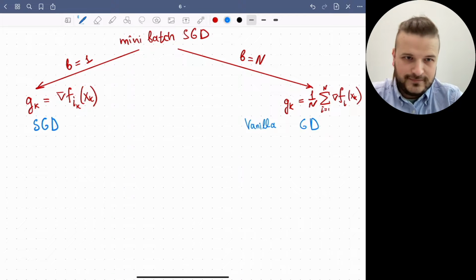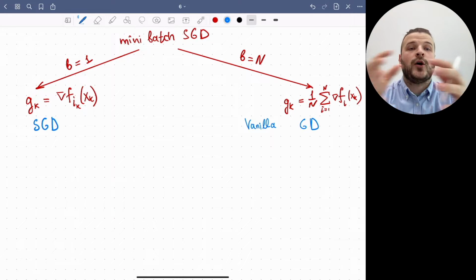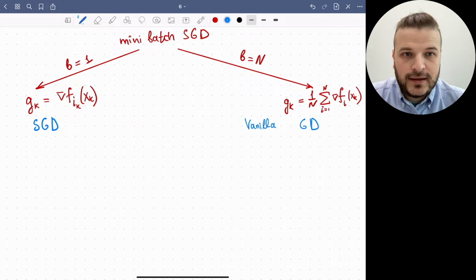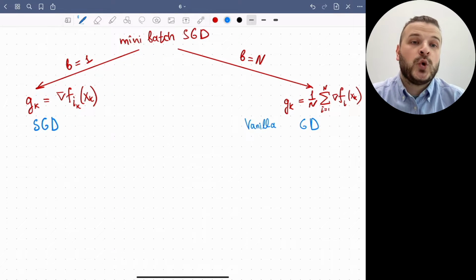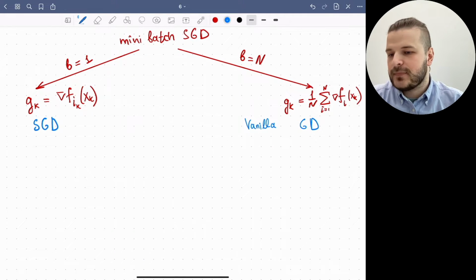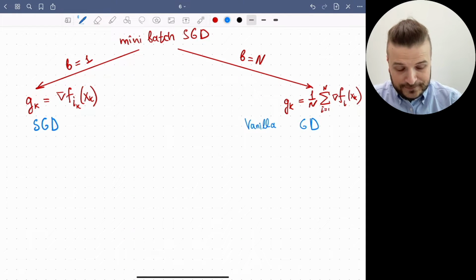That's understandable, I suppose, because if you select the whole sum as the batch, which is equal to n, you'll have zero variance because you'll have no stochasticity at all. But the most noisy case will be with b equals 1. That's the minimum value of b you can choose here.